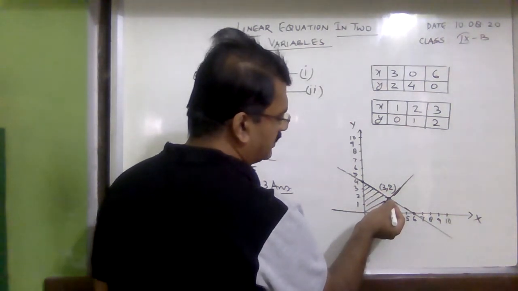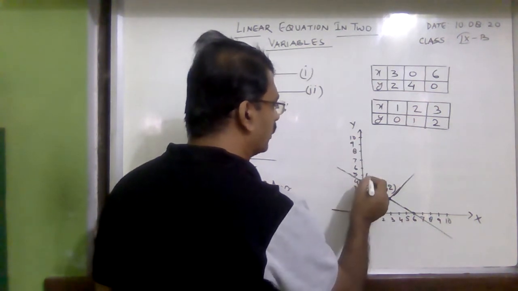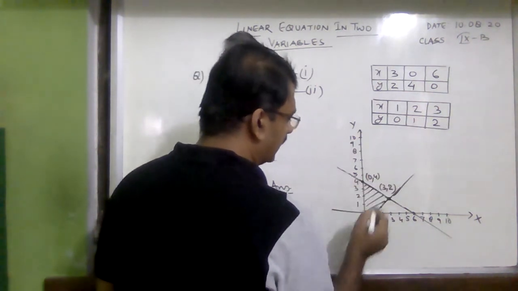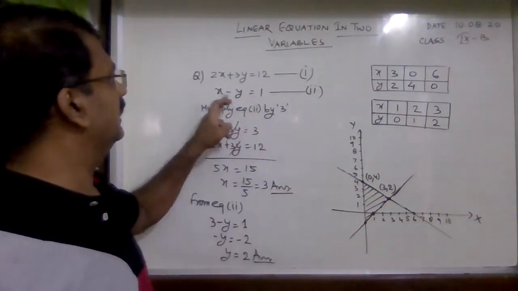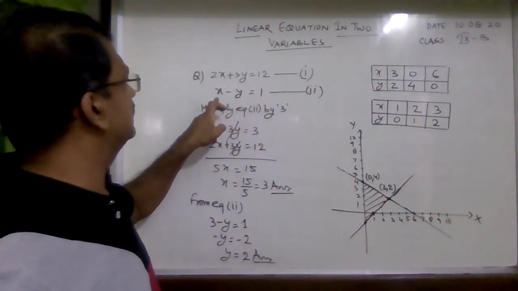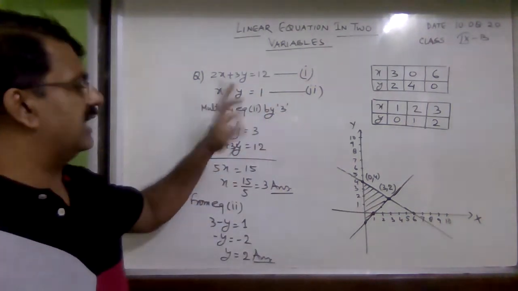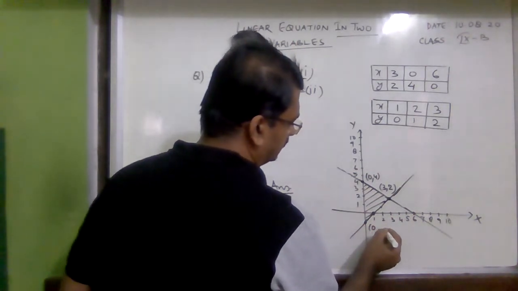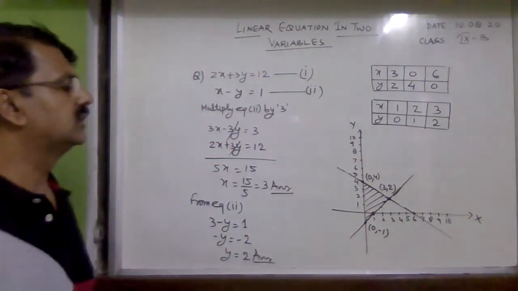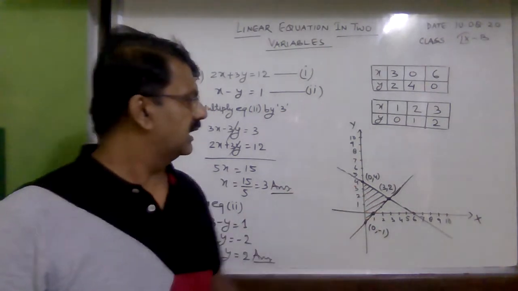So one vertex of the triangle is 3, 2. The other vertex is 0, 4. And the third vertex means the second equation. Here when you put x is equal to 0, you can see y will be equal to -1. When x is 0, then y is -1. So this is 0, -1. So these are the three vertices of the triangle.